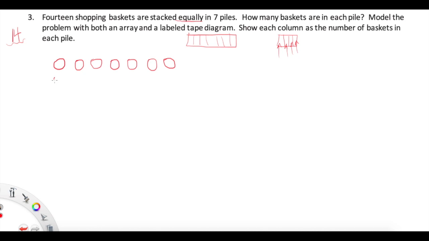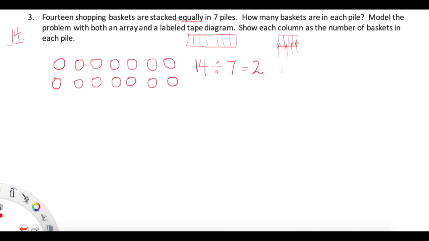So I have 7 in the first row. Now let's add to each of our piles. We have 8, 9, 10, 11, 12, 13, 14. Beautiful. Now I'm showing my 14 baskets, and I have 7 piles. What I'm showing here is that we started with 14. We divided 14 evenly across 7 piles. And what do we have in each pile? Well, we have 2. So what we're showing here, friends, how many baskets in each pile?